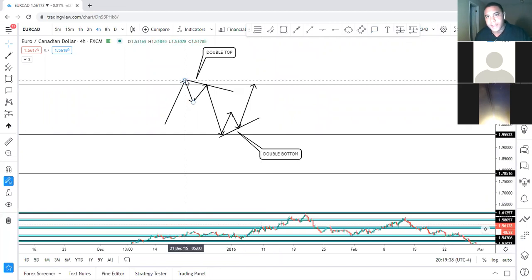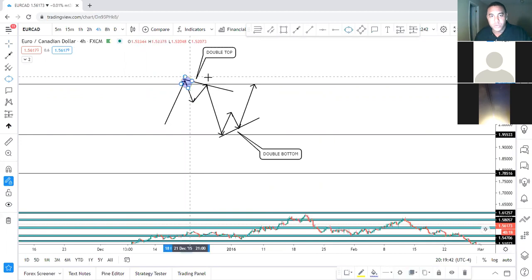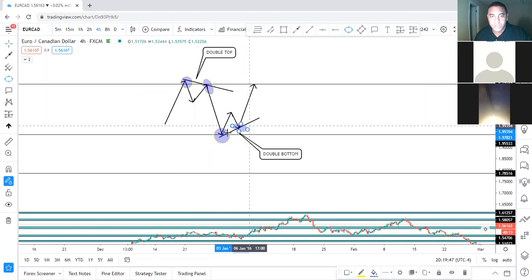So basically I could draw, because I have 2 touches on the trend line, 1 touch, 2 touch, 1 touch, 2 touch. And that's enough. So that's why it's a double bottom. If you're looking at double bottom, you're looking to buy. When you see a double top, you're looking to sell. All right.